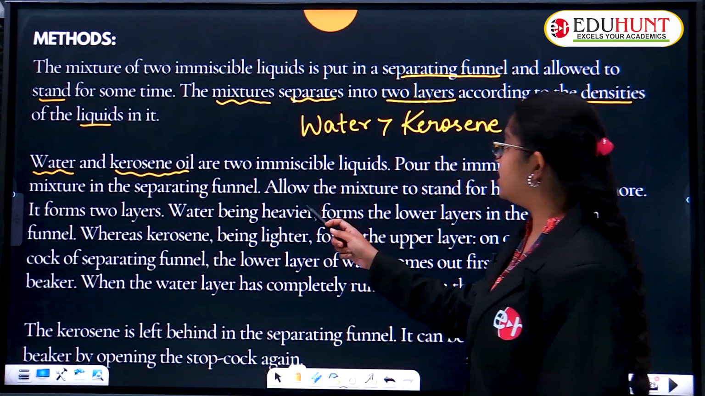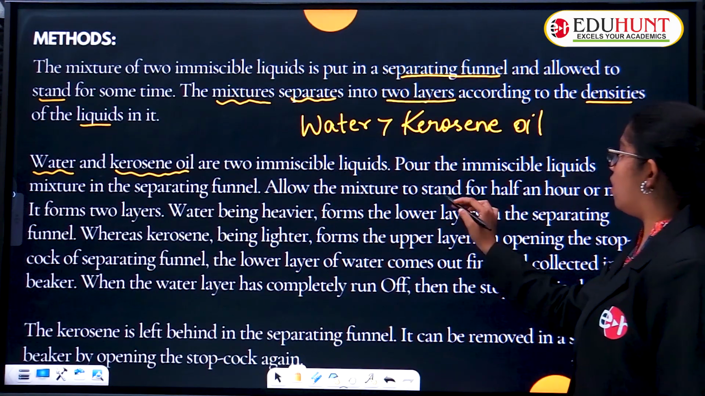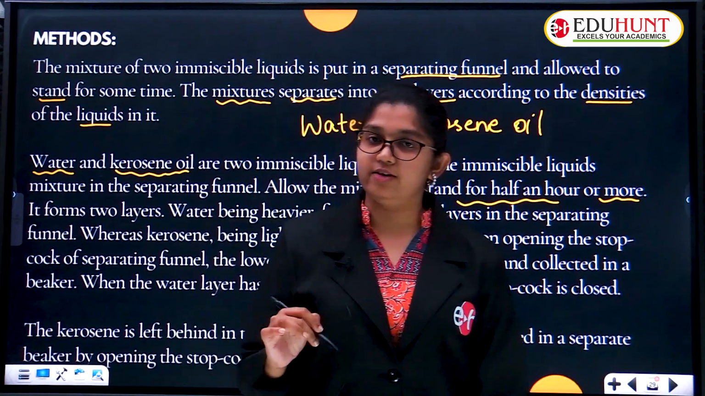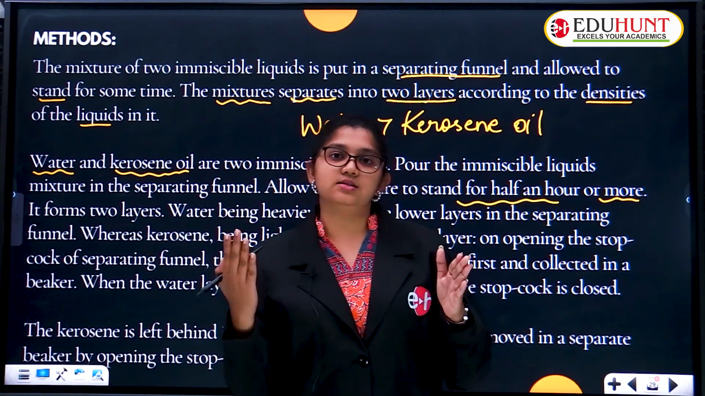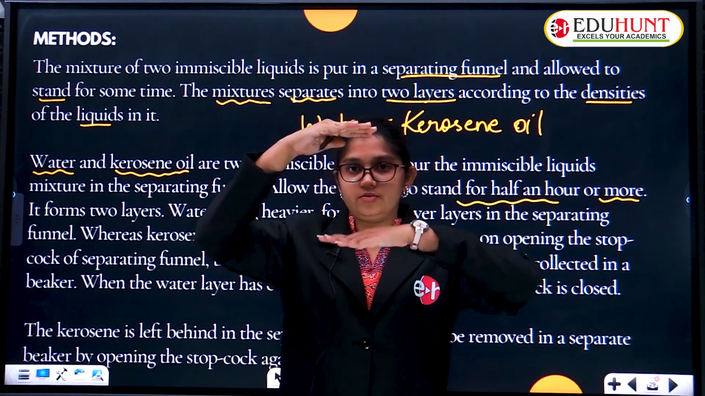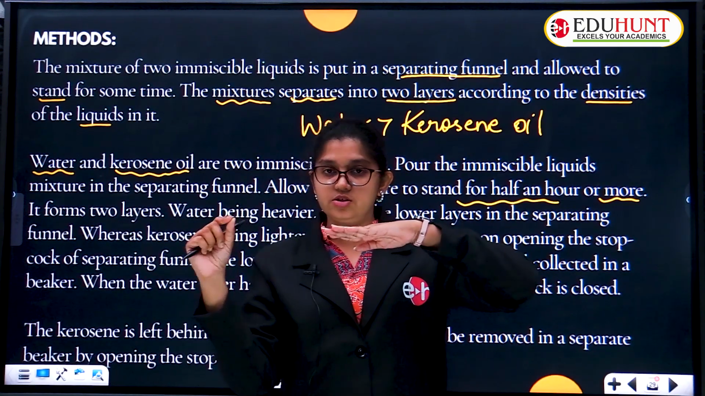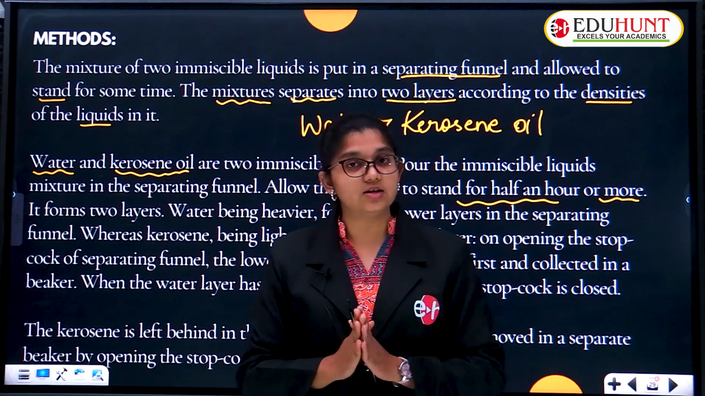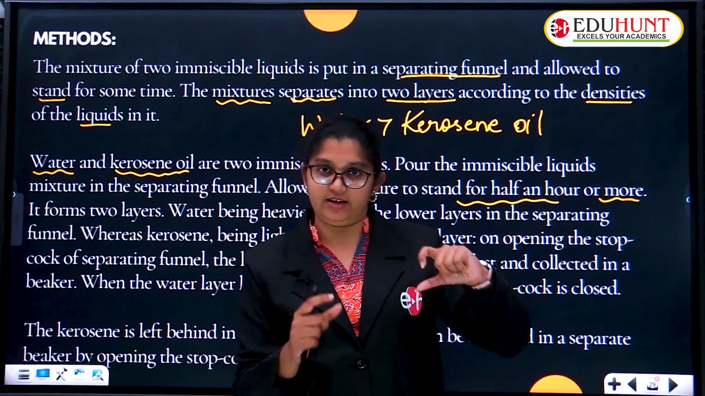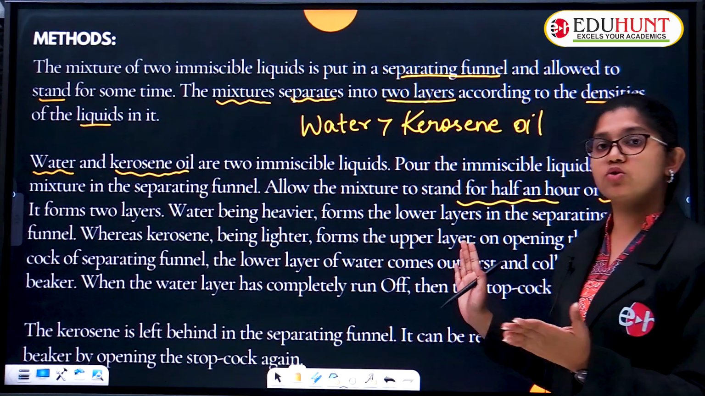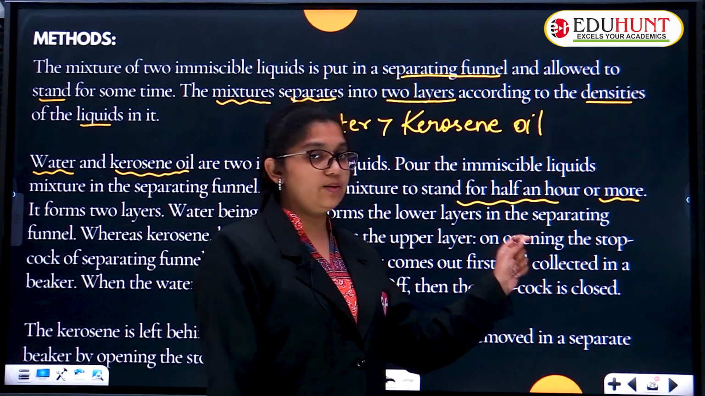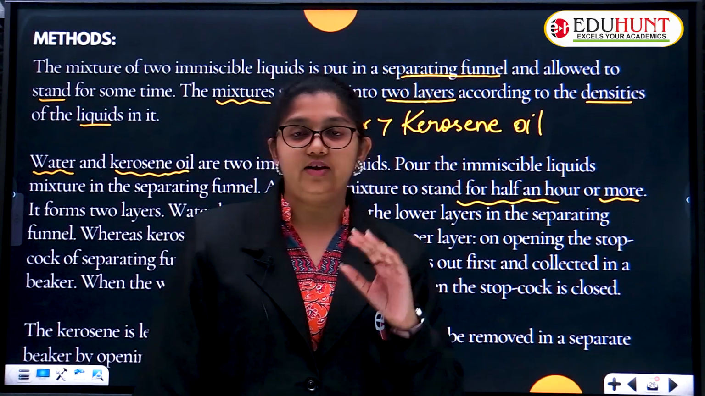Again we are going to do it, and allow the mixture to stand for half an hour or more, based upon the observation of the separating funnel. If both liquids, water and kerosene oil, are separated equally and you see a clear borderline between them, we can proceed. But if not, just wait for a while. It may take half an hour or so based on the content you have taken. So here we are taking both immiscible liquids, water and kerosene oil, and waiting for half an hour or more. We have to carefully observe if both are separated correctly and uniformly.